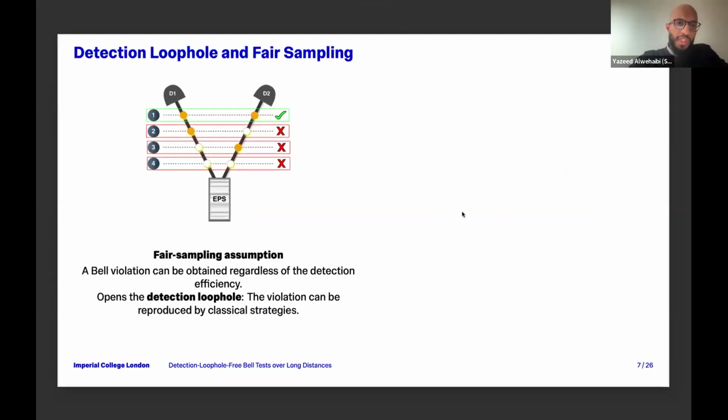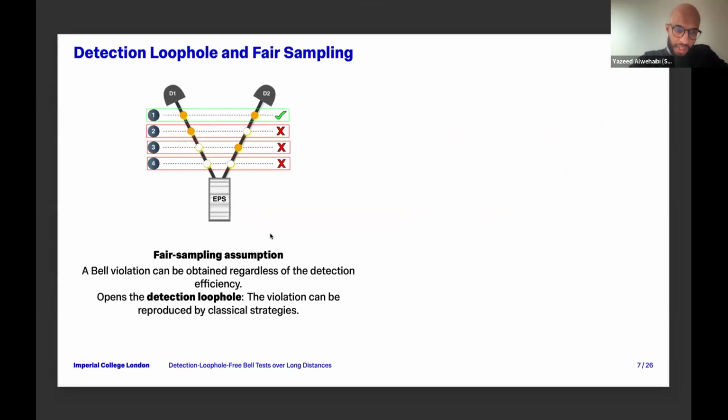For example, what you can do is just consider the case where the two photons arrived and both select them by measuring the coincidences in the two detectors, and then just ignore the other possibilities. This is called the fair sampling. If you want to do this, then you need to assume that what you detected actually are a fair sample or fair representation for all the events that were emitted by the source. And hence, this is called the fair sampling assumption. And if you do this, you could achieve a Bell violation regardless of your detection efficiency.